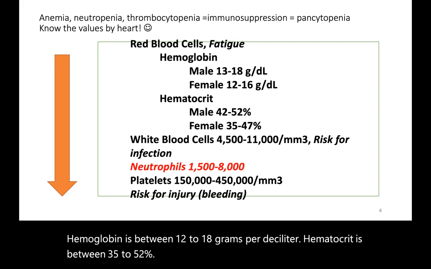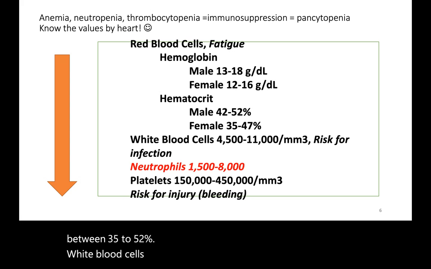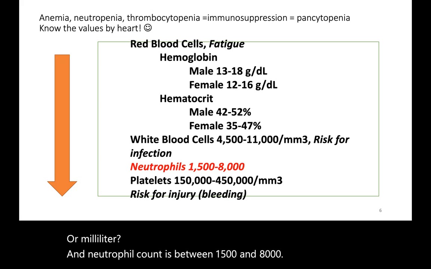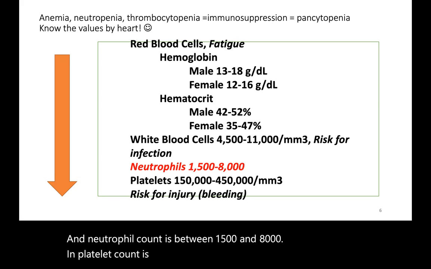White blood cells is between 4,500 to 11,000 per cubic millimeter or milliliter, and neutrophil count is between 1,500 and 8,000, and platelet count is between 150,000 and 450,000.